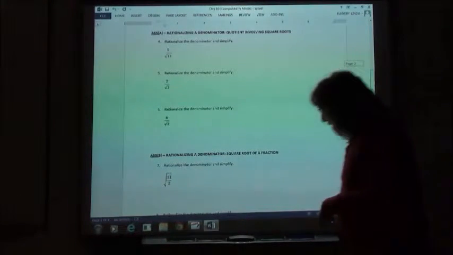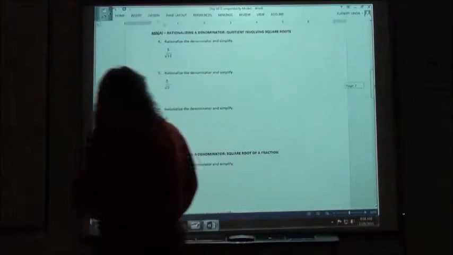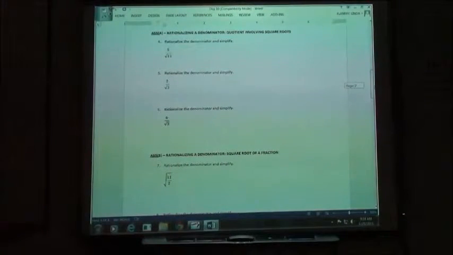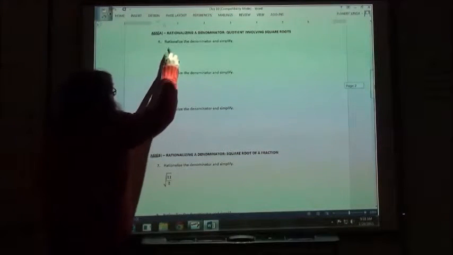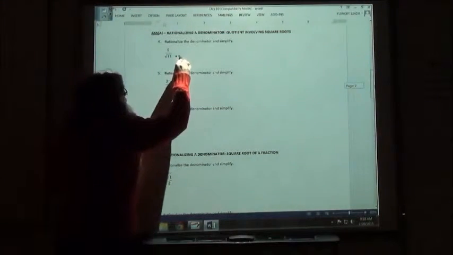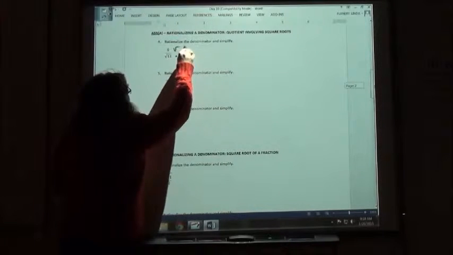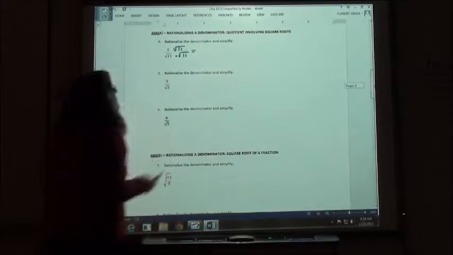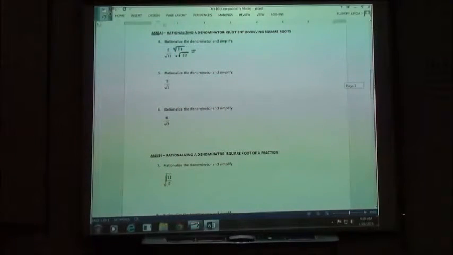The next one says rationalizing the denominator that has a square root in the denominator. So basically all you do to rationalize the denominator is you multiply by whatever's in the denominator so you can make a perfect square. So on these first ones, I'm going to multiply both the top and the bottom by the square root of 11. That's going to make an equivalent fraction.